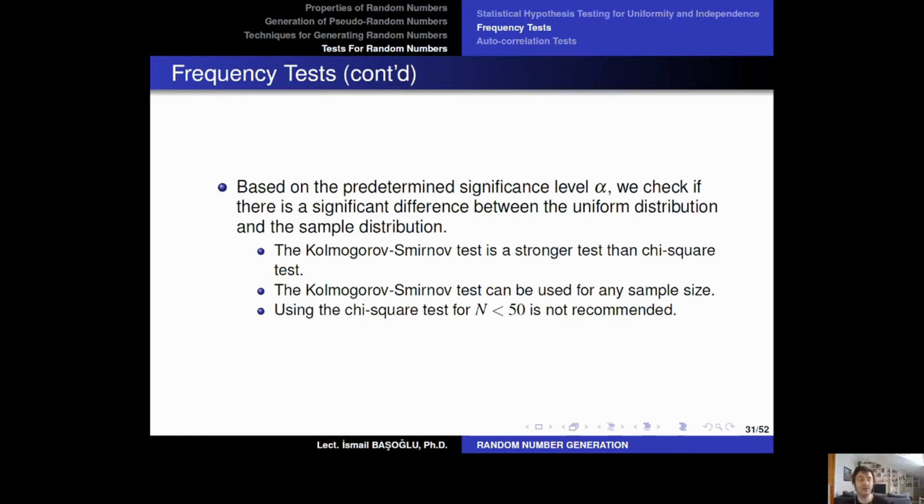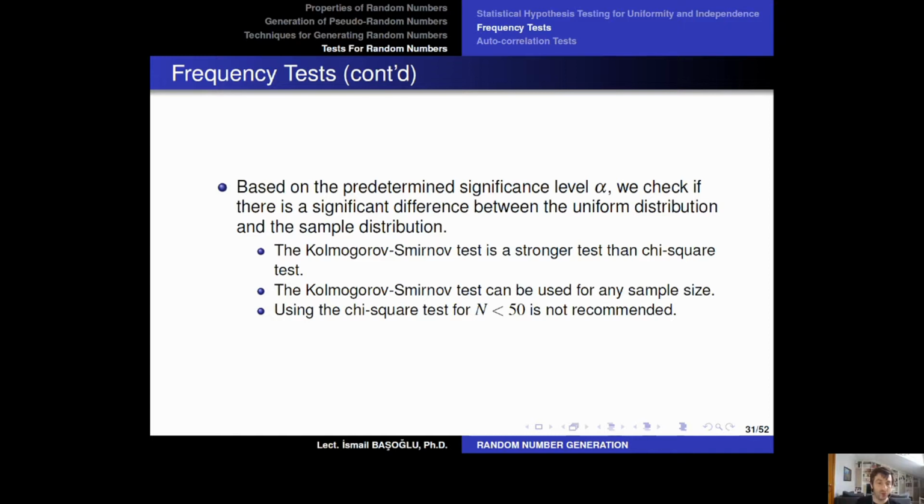Now, for every statistical testing procedure, we need to determine a significance level alpha. And based on the significance level, we are going to check if there is a difference between the theoretical distribution and the empirical distribution. Now, first we are going to use the Kolmogorov-Smirnov test. As we have said, the Kolmogorov-Smirnov test is a much stronger test than the chi-square test. So it is always better to use Kolmogorov-Smirnov if you have strong computers.